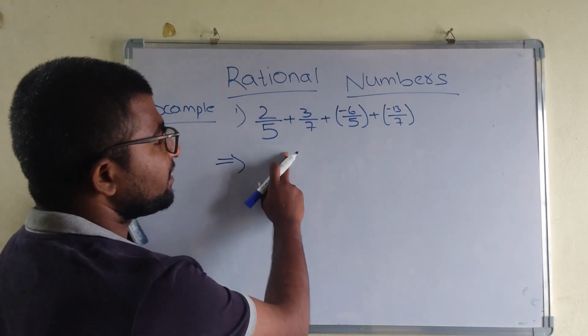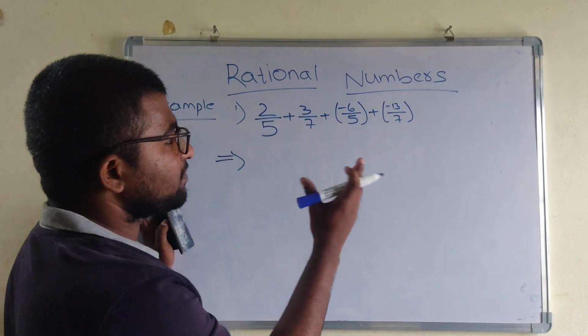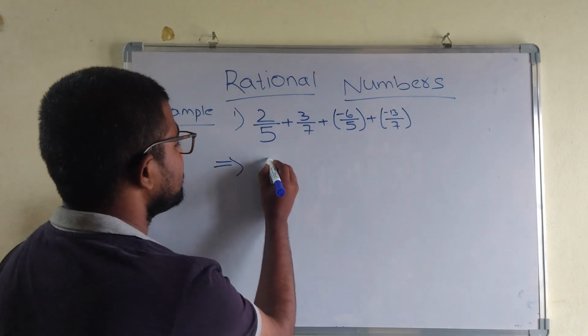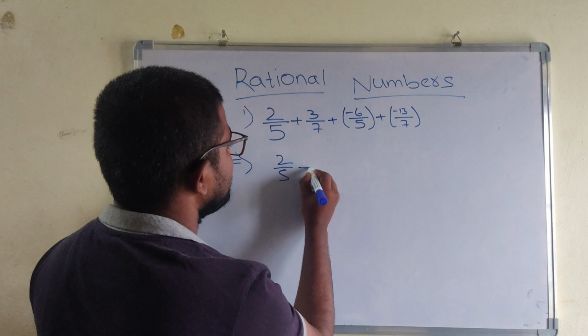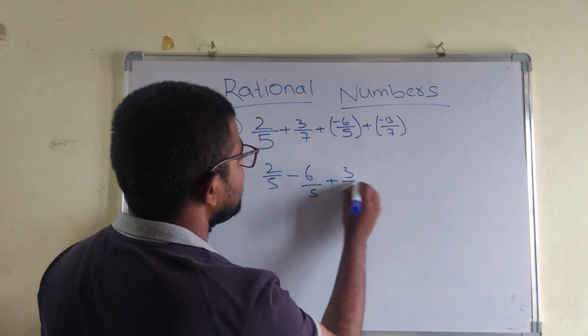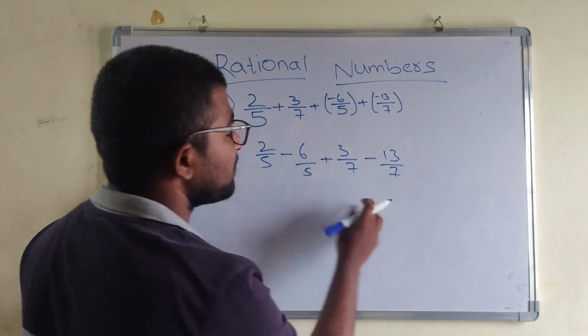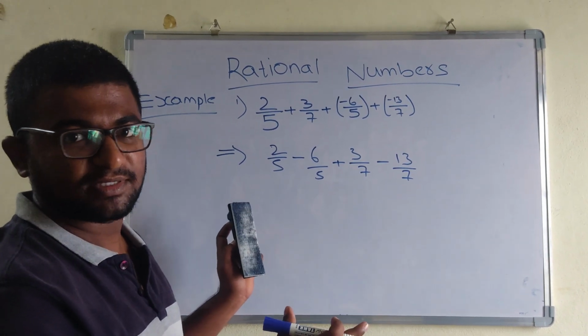First of all, we can rearrange all the rational numbers. How can we rearrange? Bring the positive terms to one side and the negative terms to the other. That is 2 by 5 minus 6 by 5 plus 3 by 7 minus 13 by 7. By doing this, we can get easy calculations without complexity.